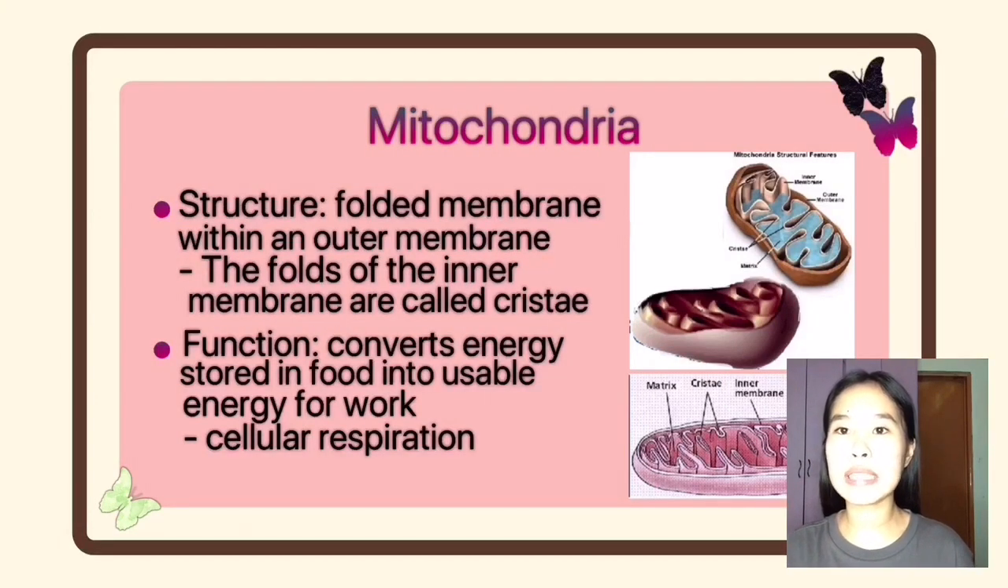Mitochondria structure: a folded membrane within an outer membrane. The folds of the inner membrane are called cristae. Function: converts energy stored in food into usable energy for work, cellular respiration. Mitochondria are membrane-bound cell organelles that generate most of the chemical energy needed to power the cell's biochemical reactions.